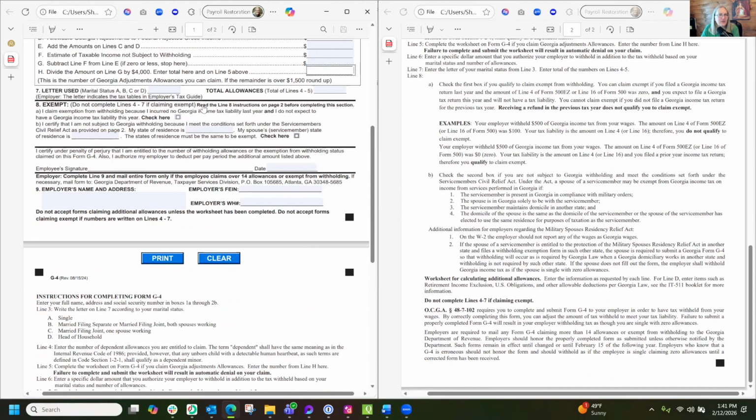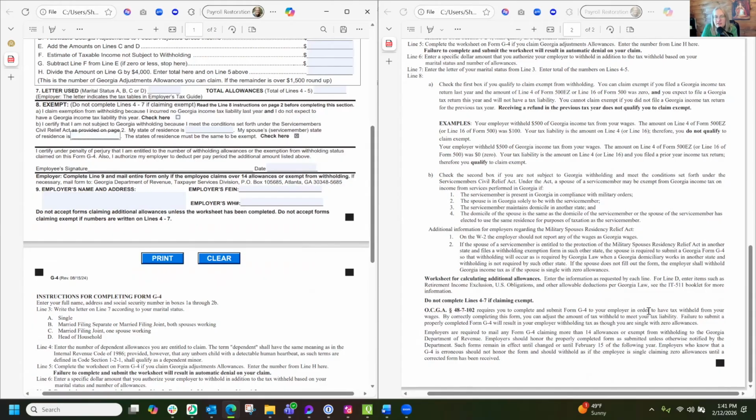So over here, if you're exempt or you don't have liability, you're going to check here. That was the first part A that we read over here. If you are a service member or the spouse of a service member and qualify as a service member under the Civil Relief Act, then you will click here and you have to put in the state, your residence, and the service member's state.